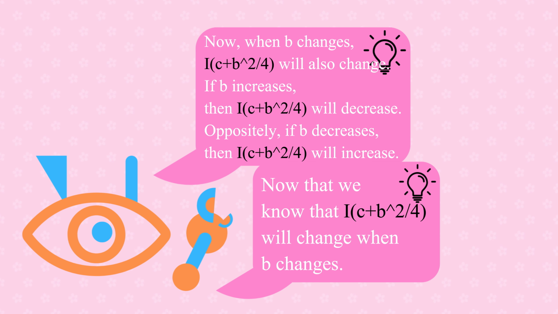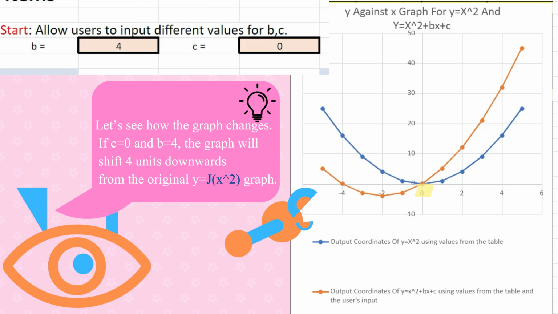Now when b changes, I will also change. If b increases, then I will decrease. Oppositely, if b decreases, then I will increase. Now that we know that I will change when b changes, let's see how the graph changes.